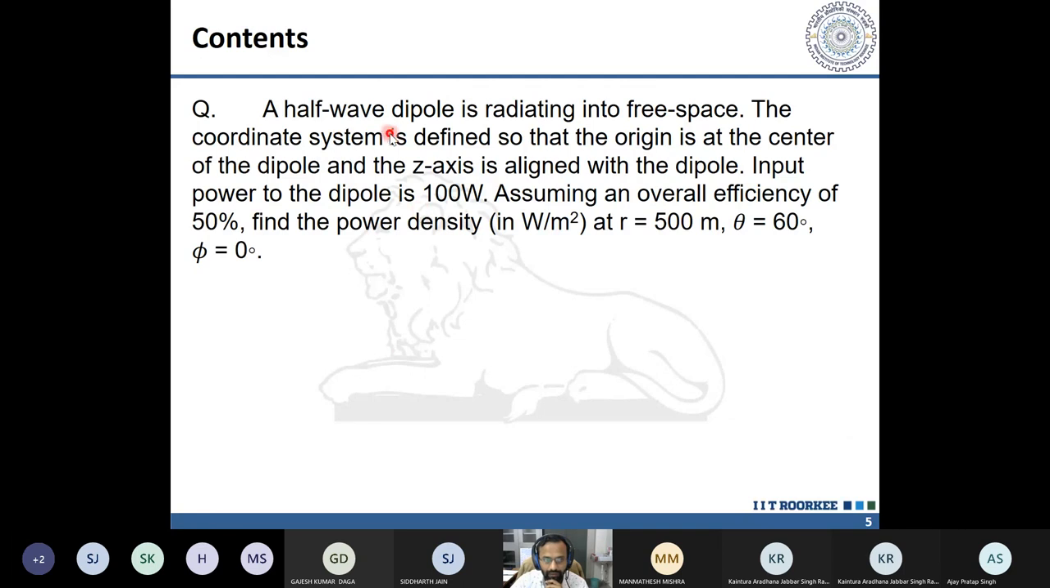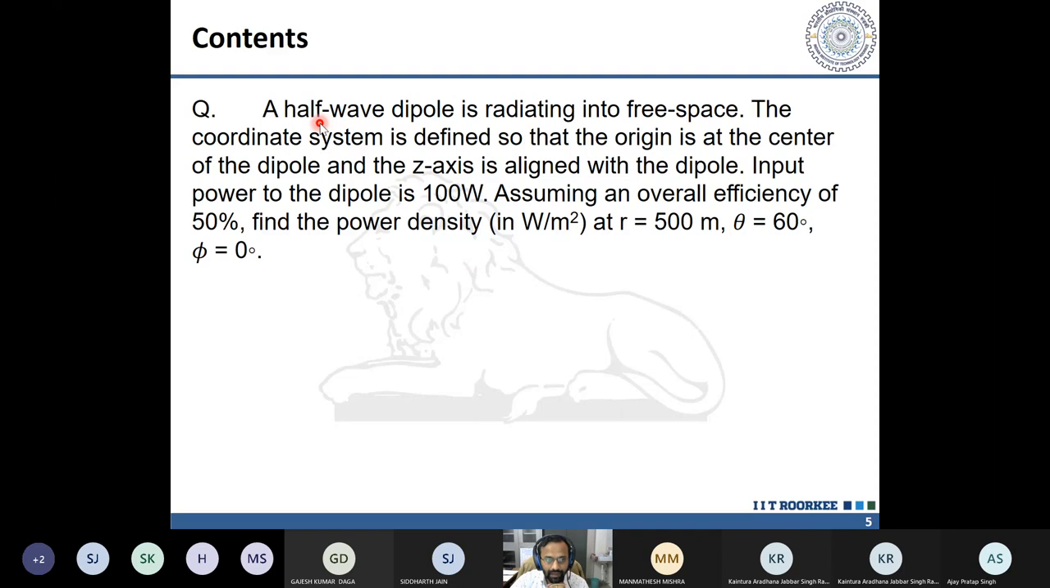A half wave dipole antenna is. Am I audible? Can anybody confirm that I am audible? Yes, sir, you are audible. Yes, sir. Okay.